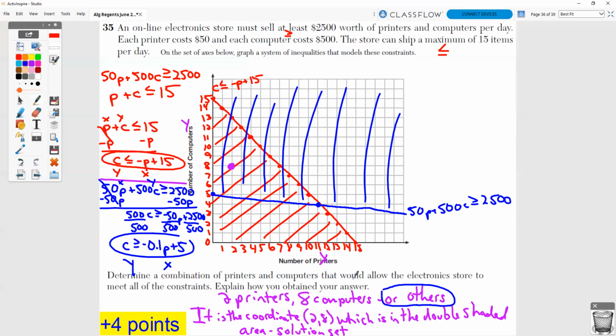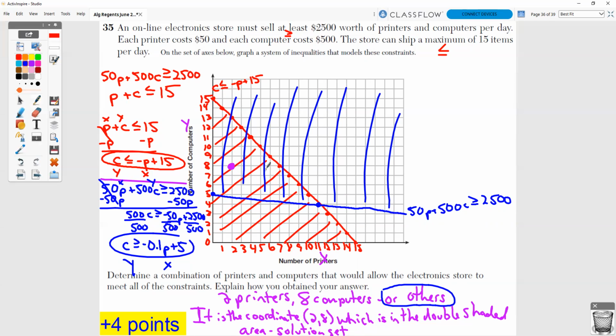So it says determine a possible combination of printers and computers that would allow them to meet all their restraints. Explain how you obtained your answer. Well, you're going to pick a point in the double shaded area. I picked 2 printers and 8 computers. You can pick any point in this double shaded area. It is the coordinate 2, 8, which is in the double shaded area.